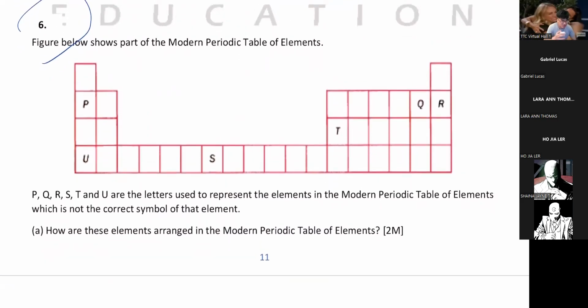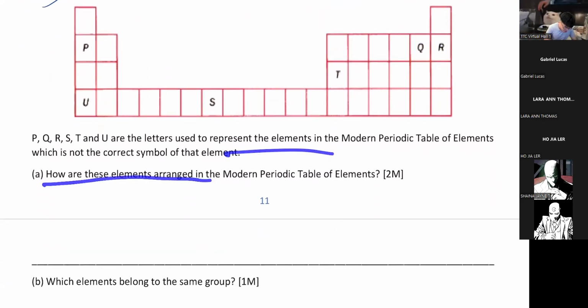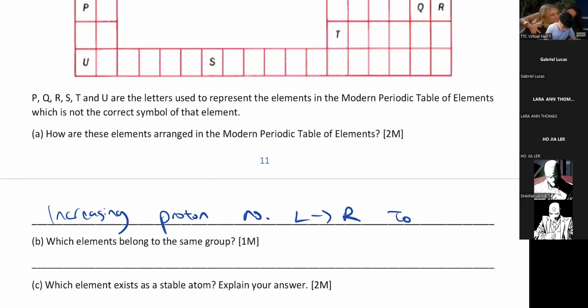Just sort of like a revision for the periodic table. So P, Q, R, S, T, U. There are 6 elements here, used to represent elements in the periodic table. How are these elements arranged? Like I said, how do you arrange elements in the periodic table? According to increasing proton number, left to right, top to bottom.